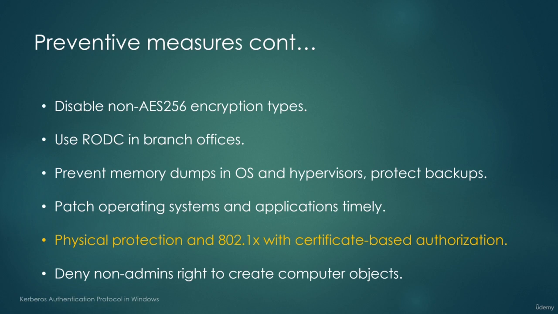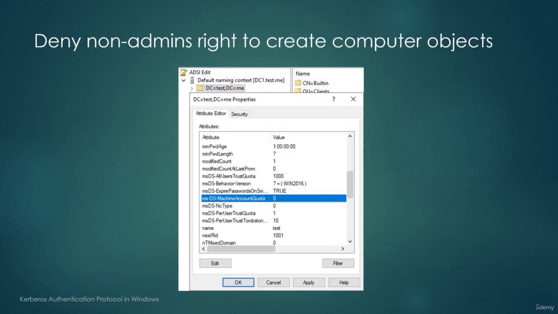Protect the network from rogue clients using physical protection and 802.1x protocol with certificate-based authorization. Note that 802.1x can be bypassed with a hub. Deny non-admins right to create computer objects, as this can be abused in attacks such as those exploiting resource-based constrained delegation. This is done through ms-DS-MachineAccountQuota at the domain root object.